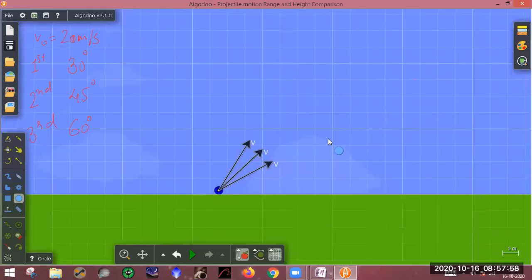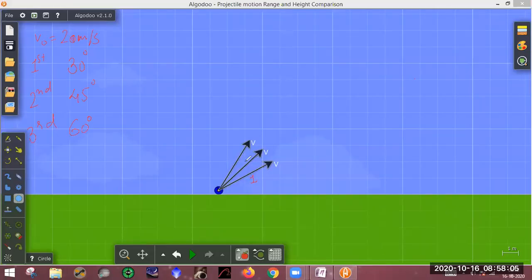So you tell me your prediction. Which one will go farthest, and which one will go highest? There can be two different answers, I don't know. First tell me about farthest. Which one will go farthest? Which will go most far?